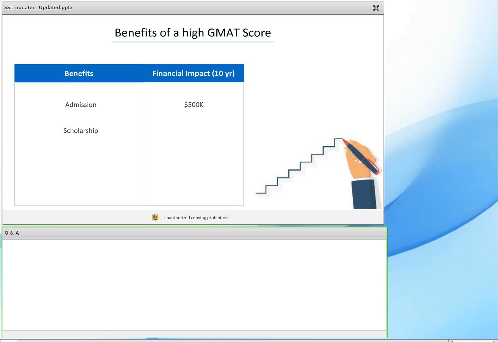When it comes to scholarships, this is priceless, in the sense that you can go to a business school where you don't have to pay anything, or you have to pay a relatively lower amount compared to other students. That just lowers the burden tremendously.